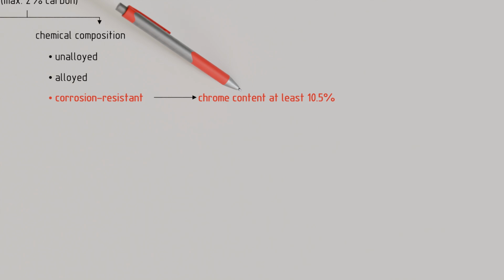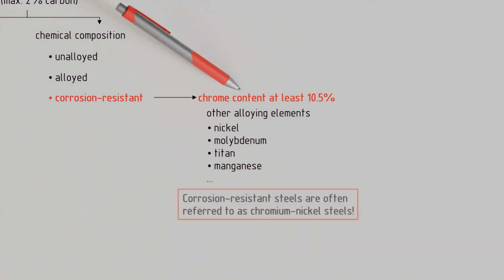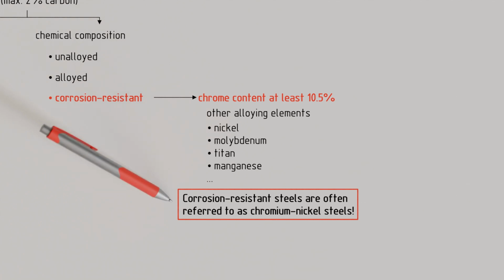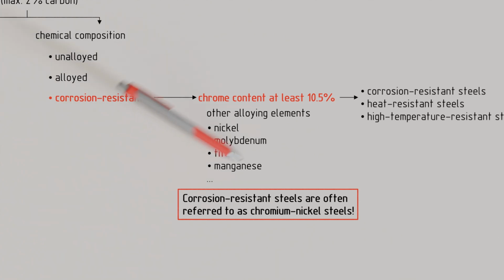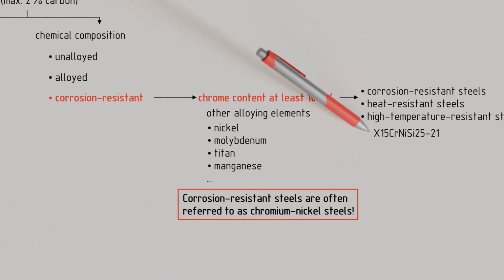Additionally, corrosion-resistant steels often contain other alloying elements such as nickel, molybdenum, titanium, or manganese, which can further optimize properties like strength, toughness, or corrosion resistance against chlorine-containing substances. Corrosion-resistant steels are therefore often referred to as chromium-nickel steels. The term corrosion-resistant steel is used not only for steels that are truly corrosion-resistant, but also for heat-resistant and high-temperature-resistant steels. An example of a heat-resistant steel is the highly alloyed scale-resistant steel X15 chromium-nickel silicon 2521.